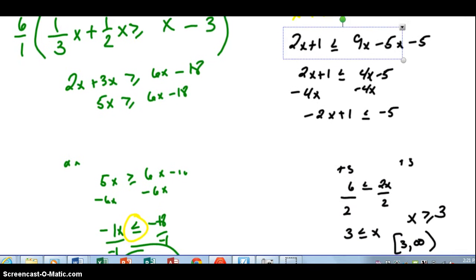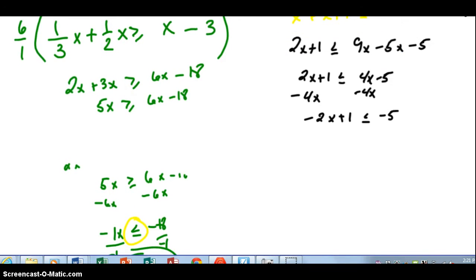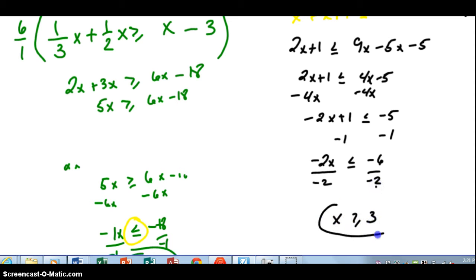And if you look here, I did this earlier, so let me erase these answers here. Minus 1 from both sides, negative 2x less than or equal to negative 6, divide by negative 2. x is greater than or equal to 3. I hope people see that these signs have changed because I'm dividing by a negative number.